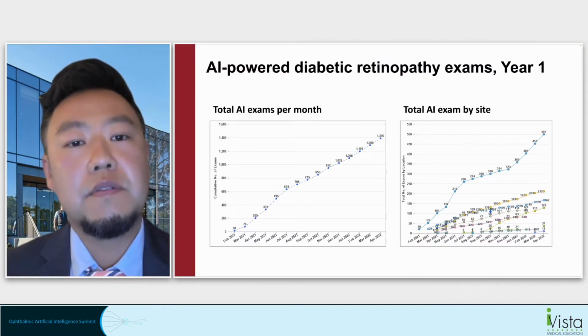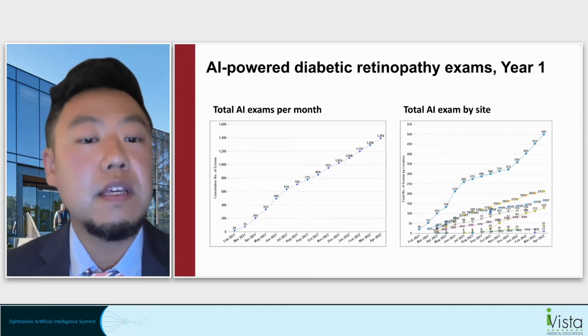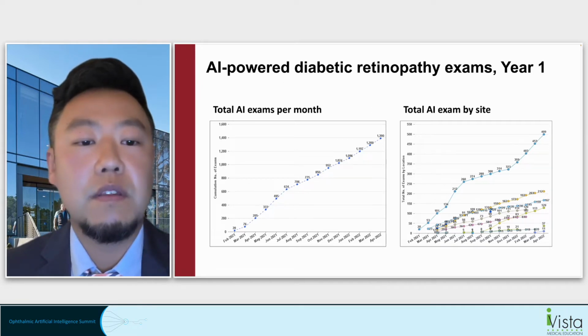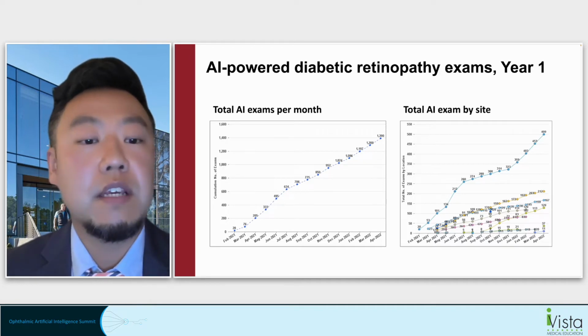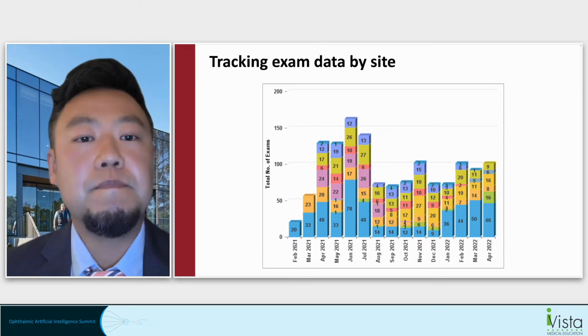And here's just some of the data that comes out of it. We can track monthly, actually on a daily basis, how the process is going, how many exams are being done at each site, how they compare to each other. Here's another representation of that.